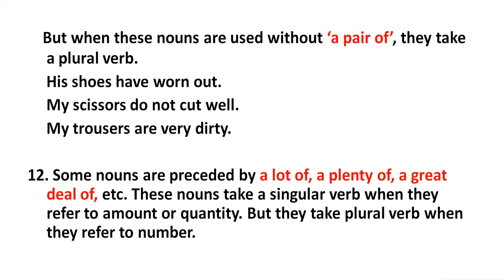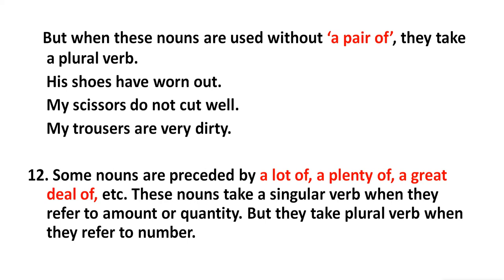Whereas in the previous examples we used a pair of, in these examples we have excluded that phrase, that group of words, a pair of. हम यहाँ पे क्या कर रहे हैं, सीधा shoes लिख रहे हैं, scissors लिख रहे हैं, trousers लिख रहे हैं. अगर आप सीधा कहते हो shoes, scissors, trousers, socks, in that case it will take a plural verb. Okay, it will take a plural verb.